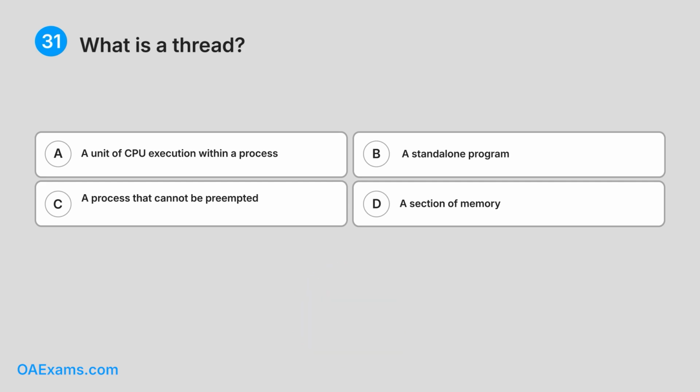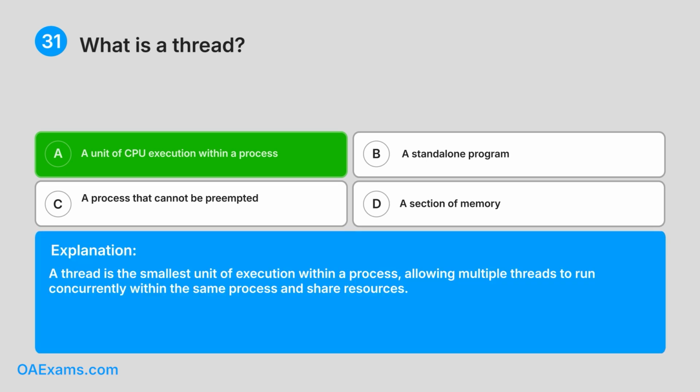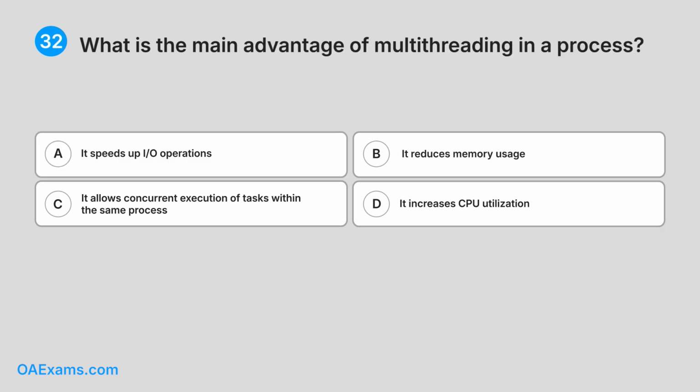Correct answer: A. A unit of CPU execution within a process. Explanation: A thread is the smallest unit of execution within a process, allowing multiple threads to run concurrently within the same process and share resources. 32. What is the main advantage of multi-threading in a process?